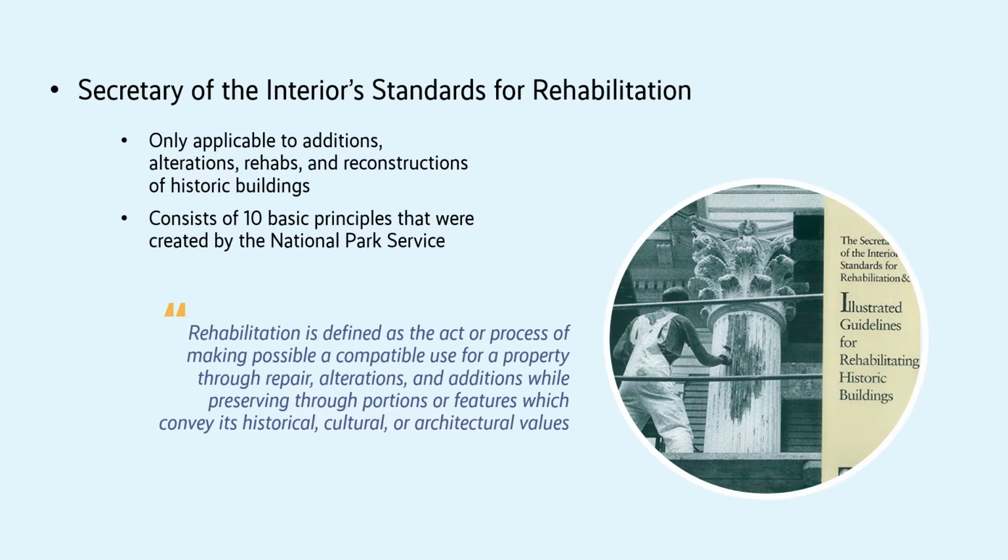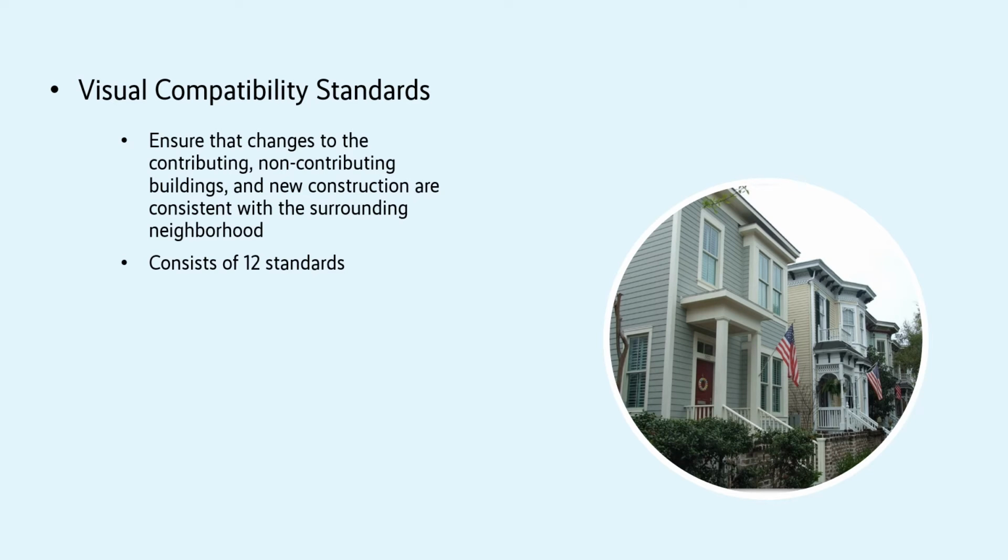Second are visual compatibility standards, of which there are 12. These standards ensure that changes to contributing and non-contributing buildings, as well as new construction, is consistent with the surrounding neighborhood. The 12 items that are evaluated under this section are height, proportion of front facade, proportion of openings, rhythm of solids to voids in front facades, rhythm of structures on streets, rhythm of entrances and porch projection, relationships of materials, roof shapes, walls of continuity, scale of a building, signs, and directional expression of front elevation. For only the Downtown Historic District, color is also reviewed for compatibility under relationship of materials.